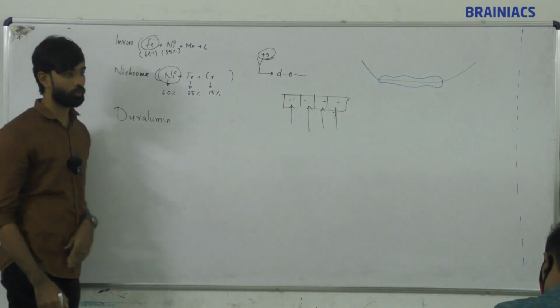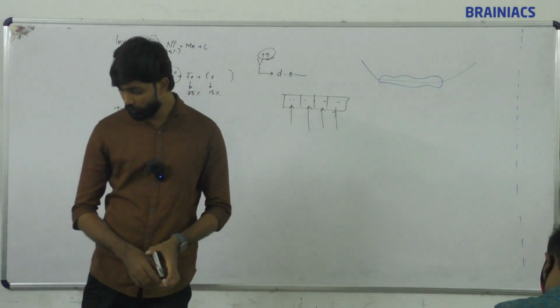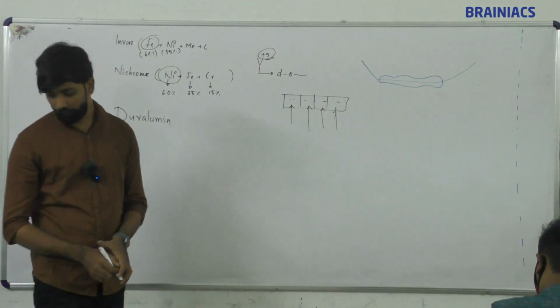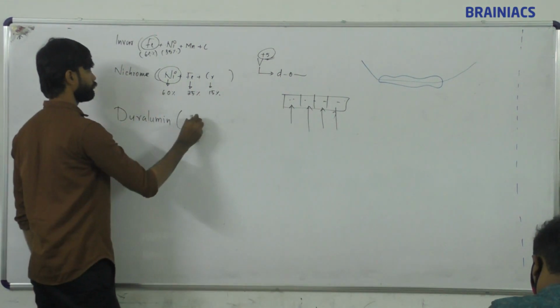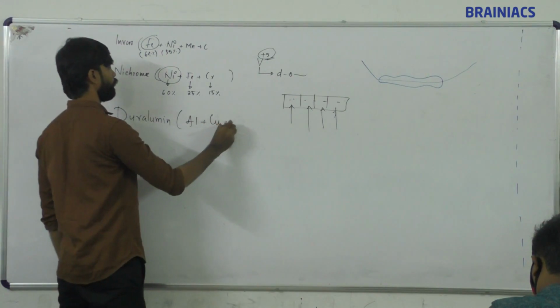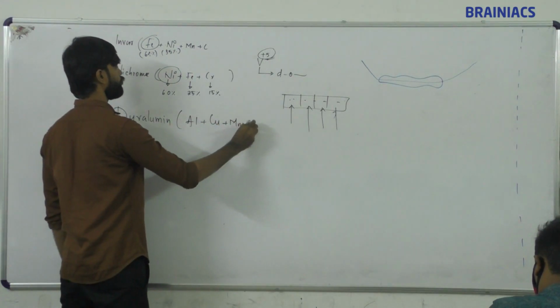Okay, the next is duralumin. It's an alloy of aluminium. Duralumin, in bracket: aluminium, copper, manganese, magnesium.